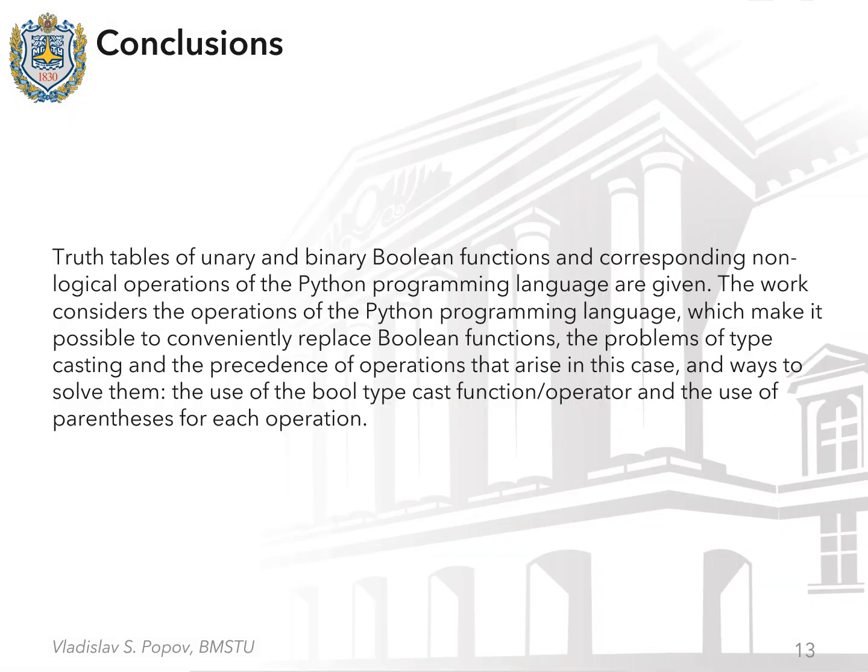The truth tables of unary and binary Boolean functions and corresponding non-logical operations of the Python programming language are given. The work considers the operations of the Python programming language which make it possible to conveniently replace Boolean functions, the problems of typecasting and the precedence of operations that arise in this case, and ways to solve them: the use of the bool typecast function or operator, and the use of parentheses for each operation.